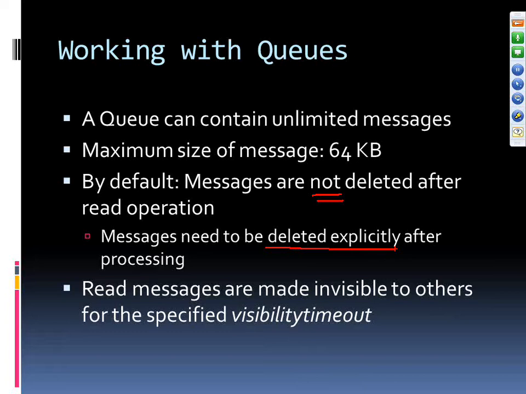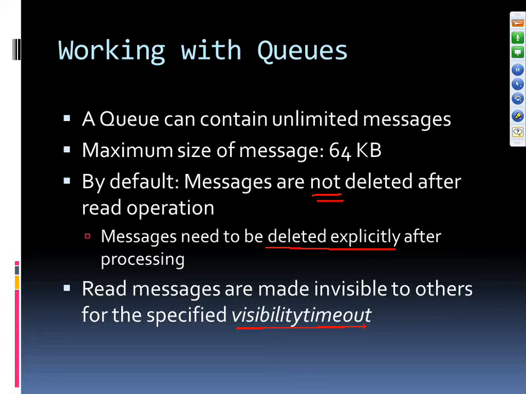Now, why is this done? On the cloud, there could be multiple worker roles accessing your messages simultaneously. Sometimes processing might fail in between, and we don't want message processing to be incomplete. So by default, every message will have a specified visibility timeout. As soon as you read a message, the message becomes invisible to other people who are looking at the queue for a specified time.